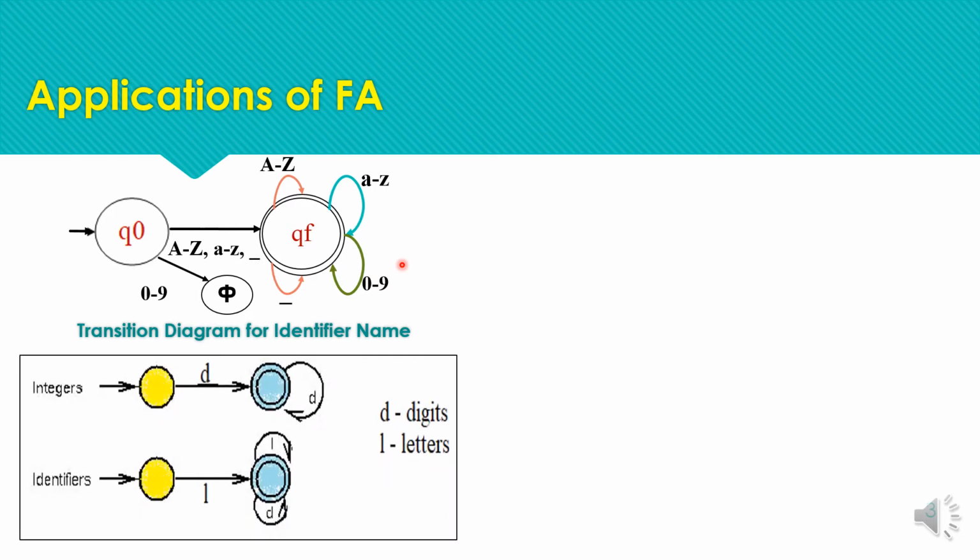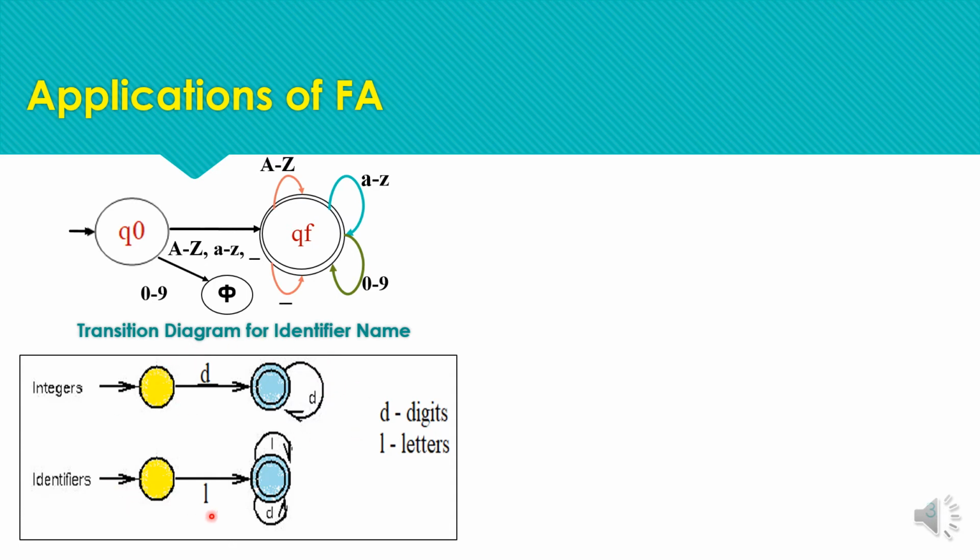Or we can construct the same diagram in a short way like this. Like for integers, we have from the initial state, any constant to be declared as an integer constant, we need at least one digit. So from the initial state, after receiving one digit, we are moving to the final state, and further on all the digits received are part of the same integer constant.